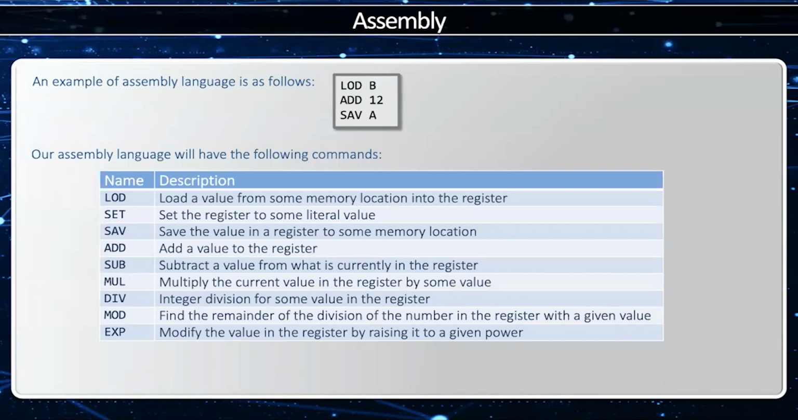And here are the assembly language commands: load, set, save, add, subtract, multiply, divide, modulus, and exponent. So for an example, if I want to add b plus 12, I would say load b, and b goes into the register, add 12, and take the result, which is in the register, and save it to A.